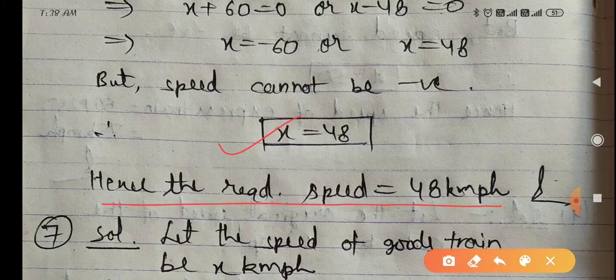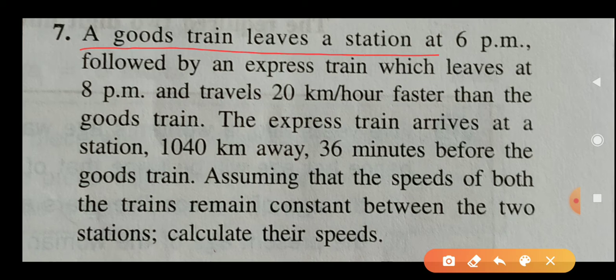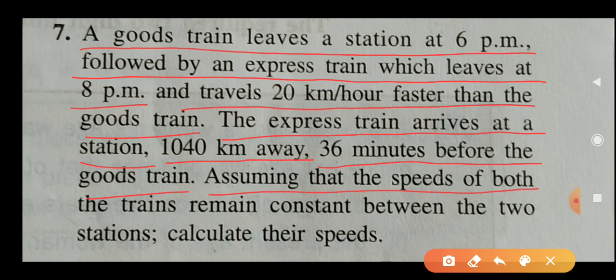One more question I am taking, you see here. Question number 7. Good question it is. A goods train leaves a station at 6 p.m., followed by an express train which leaves at 8 p.m. and travels 20 kmph faster than the goods train. The express train arrives at a station 1040 km away 36 minutes before the goods train. Assuming that the speeds of both the trains remain constant between the two stations, calculate their speeds.